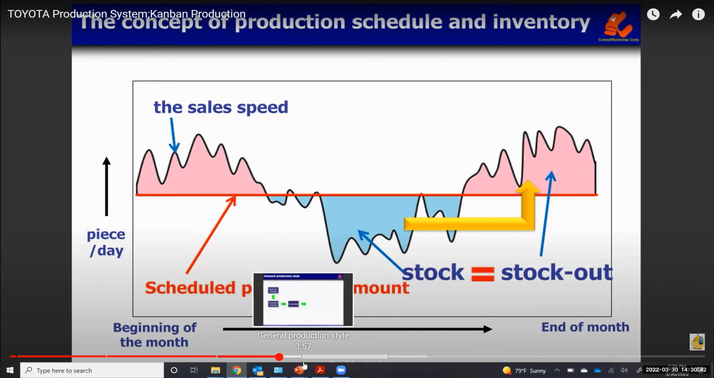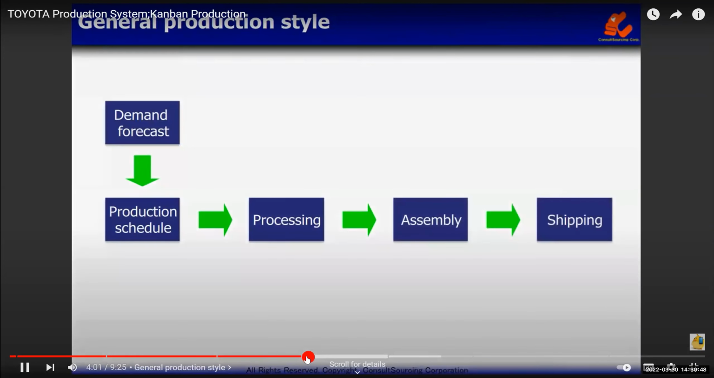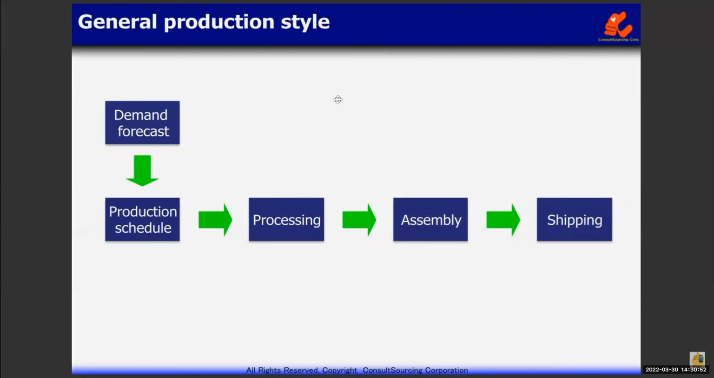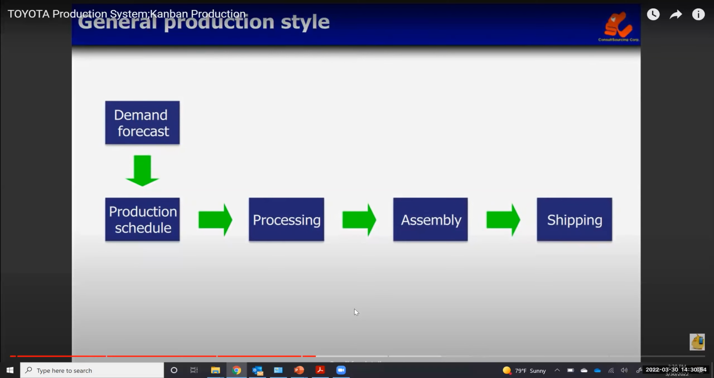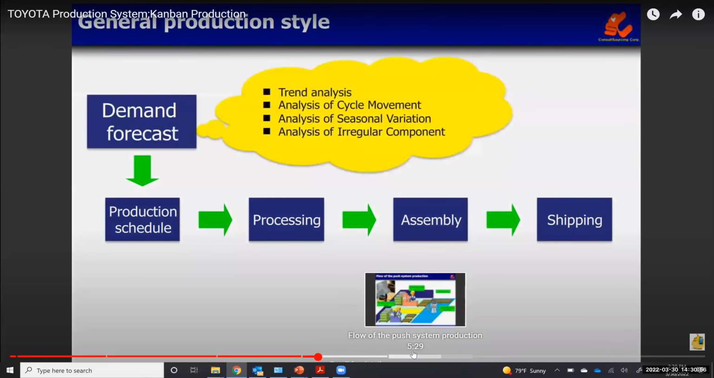In a production schedule, we set the production amount to make sure that the volume of inventory and stockout are controlled, based on the demand forecast and production schedule. It maintains a certain amount of inventory and products are shipped from the stock every time an order is received.